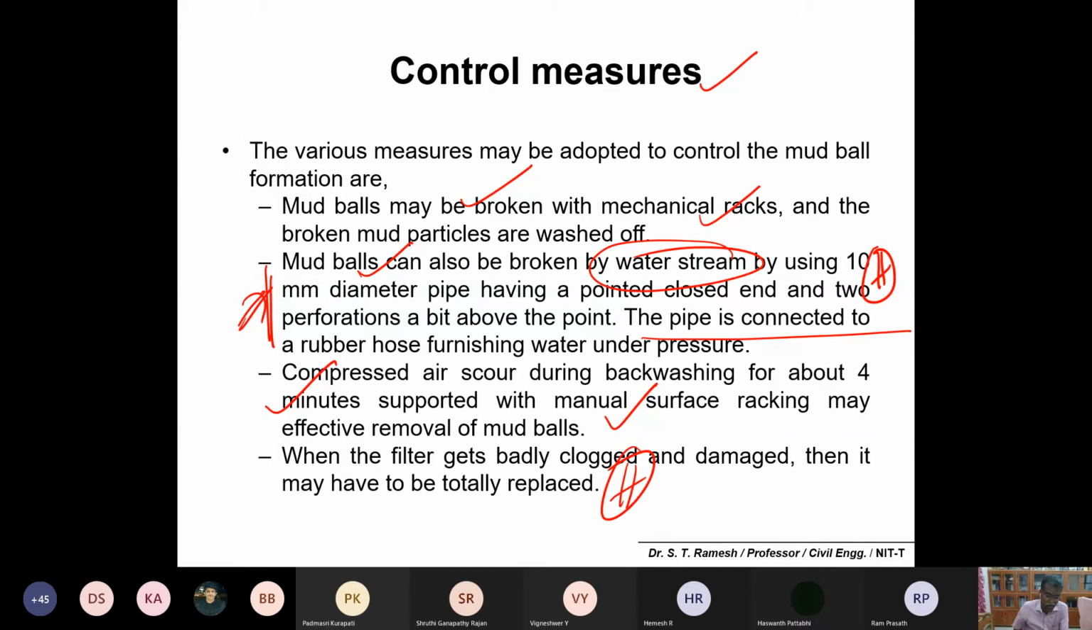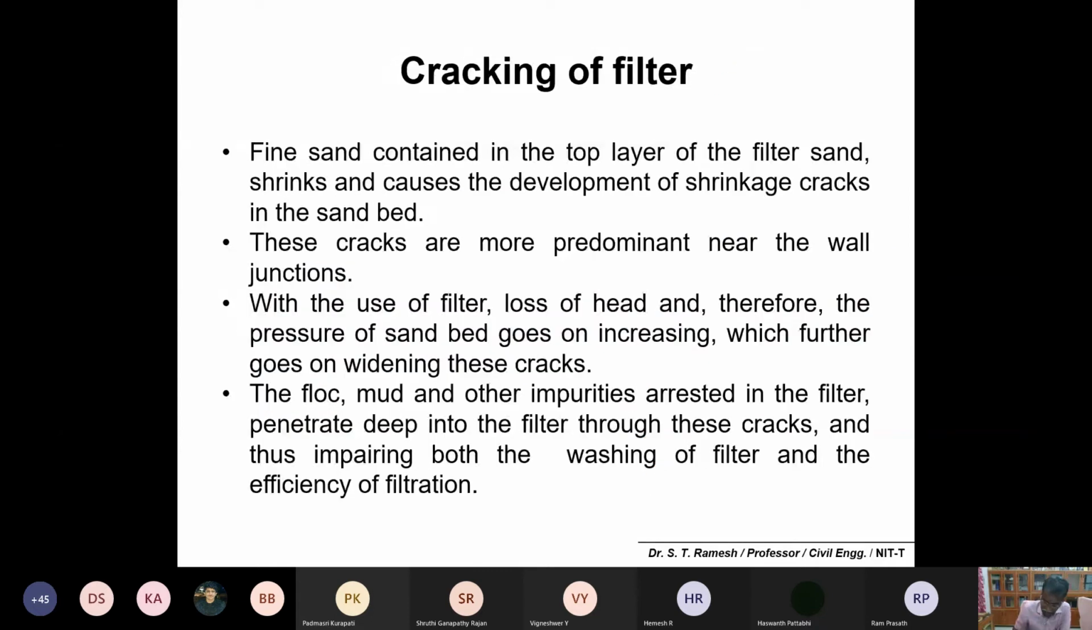Okay, another one is about cracking of the filter and the fine grains. In the case of, for example, a slow sand filter, because the sand layer is one uniform layer, there could be a possibility of a lot of shrinkage cracks. Okay, please make a note on the shrinkage cracks. Obviously, shrinkage cracks form near the wall junction, and with the use of the filter and loss of head, the pressure on the sand bed goes on increasing, which further goes on widening these cracks.